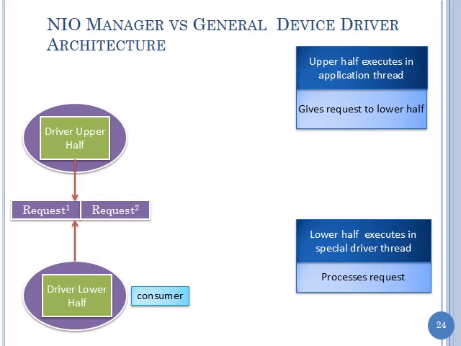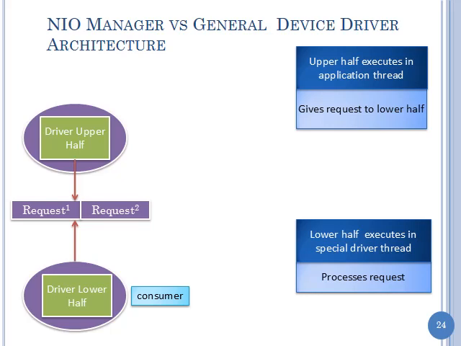Now, can you guys see an analogous architecture with NIOManager? NIO on its own is just an API. But with NIOManager, I'm kind of hinting that I mimic this architecture. So if I mimicked it, what corresponds to the lower half and what corresponds to the upper half? The NIOManager is the lower half, and your code is the upper half. So that's one way to look at it.